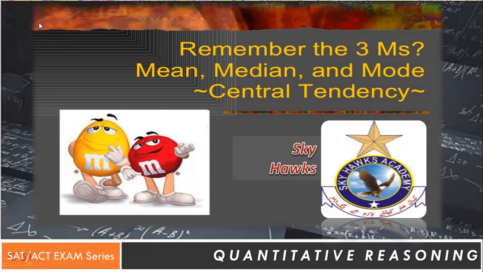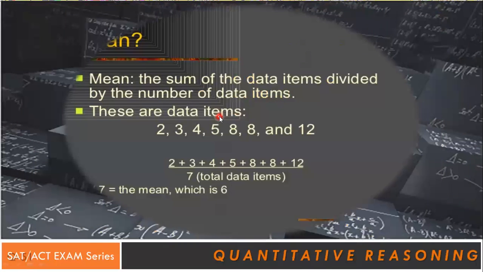Mean is the sum of the data items divided by the number of data items. These are the data items: 2, 3, 4, 5, 8, 8, and 12. You add them and you will get the answer. It's just like an average. We have to add the numbers, so it's very simple.